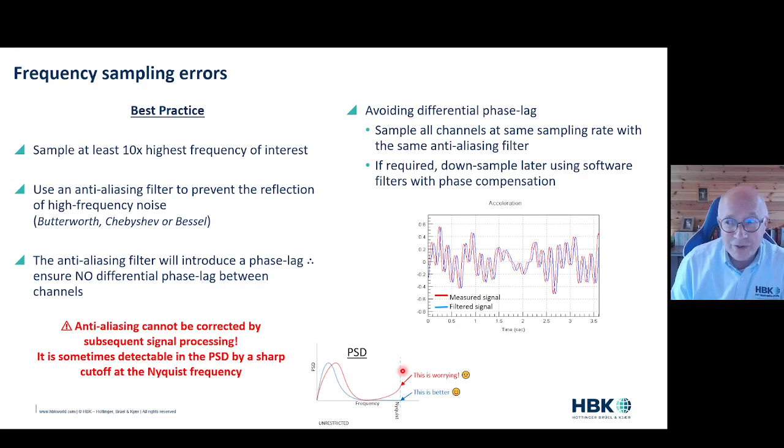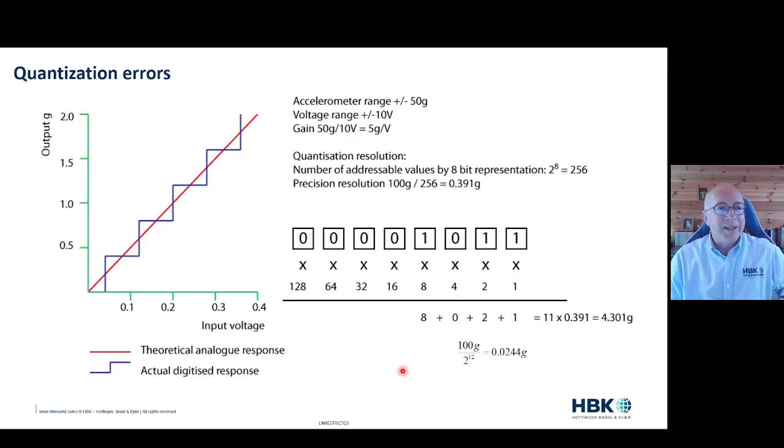You've got to make sure you've avoided that at the very beginning. How about quantization errors? So this is in the analog to digital converter when we're taking an analog signal. In this case, let's say we've got an accelerometer between plus or minus 50G, and we're going to represent that as a digital signal, a binary signal, an integer.